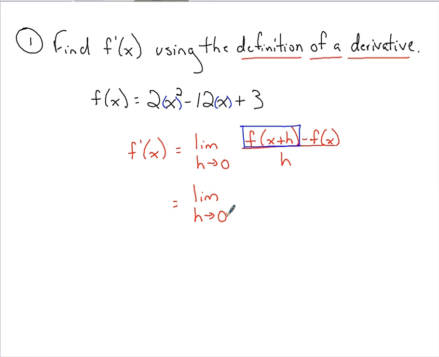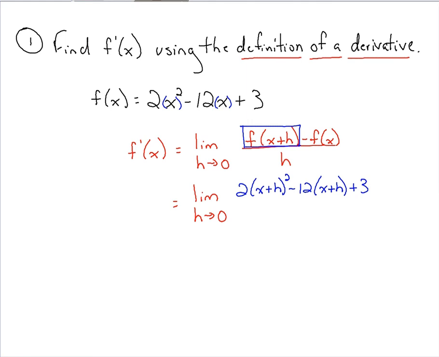So in simplifying the function, now I'm using the difference quotient. As I already stated here, I'm going to take this x plus h and plug back in for the x's up here. I'm going to have 2 times x plus h as a quantity squared minus 12 times x plus h plus 3. Everything in blue there is f of x plus h.